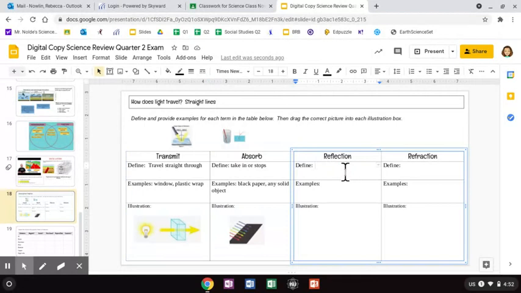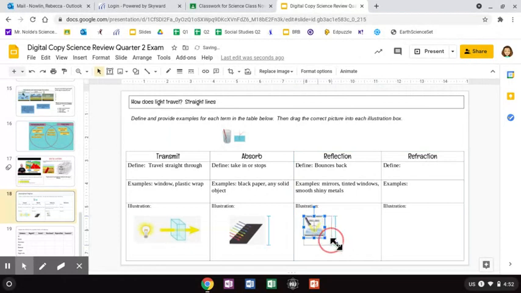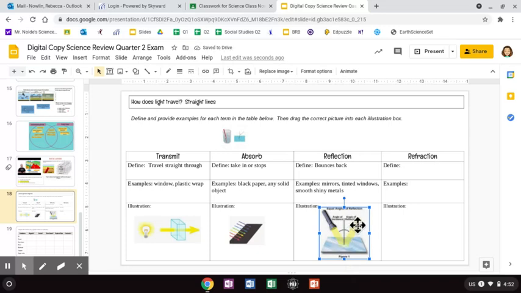All right, reflection is when the light bounces back. It bounces off of smooth, shiny surfaces. So that would be like mirrors, tinted windows, smooth, shiny metals. All of those would be able to reflect. And here is a great picture of reflection. Oh, you can make that bigger if you want to. So you can see the light hitting the mirror and reflecting at the equal opposite angle. Remember the law of reflection. The angle of reflection matches the angle of incidence. So if it comes in at a 30-degree angle, it's going to bounce off at a 30-degree angle.